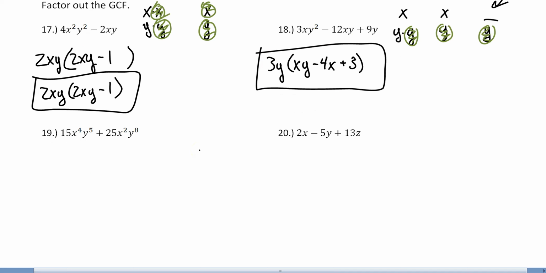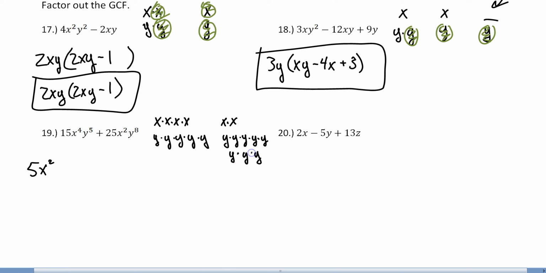Next one, same kind of thing. Greatest common factor. I look at the 15 and the 25 and say, I can take a 5 out. And then again, physically thinking about the x's, if I have 4 of them here and 2 of them over here, to take the same amount away from each, the most I can take out is 2, so an x squared. And with the y's, again, 5 of them here and 8 of them over here. I have to take the same amount away from each. That's a y to the 5th.